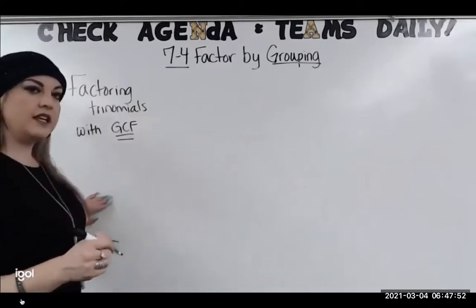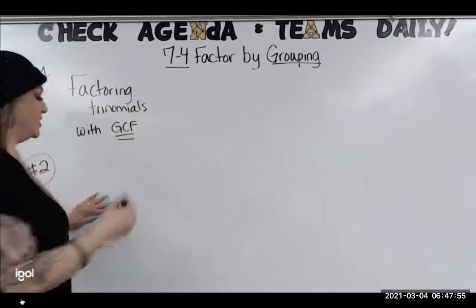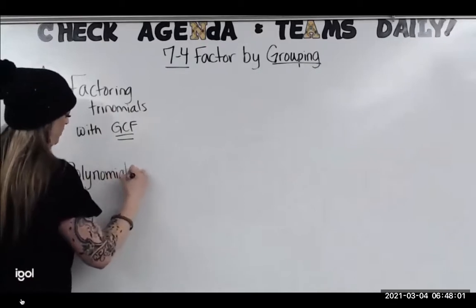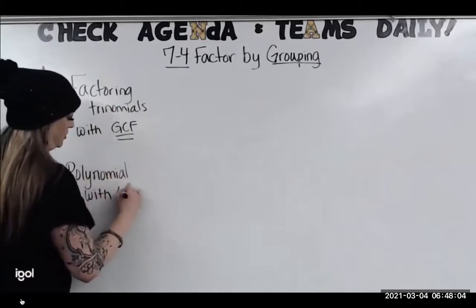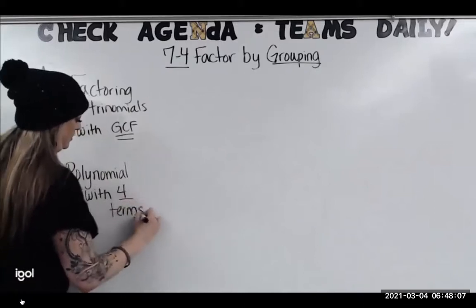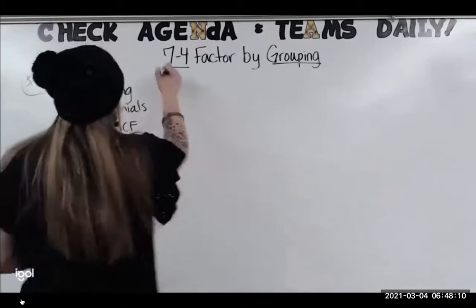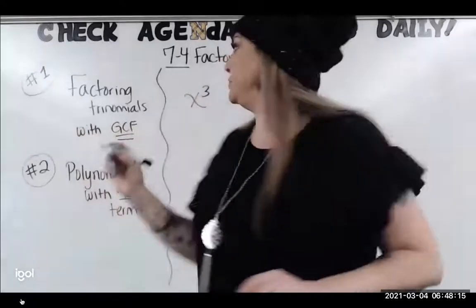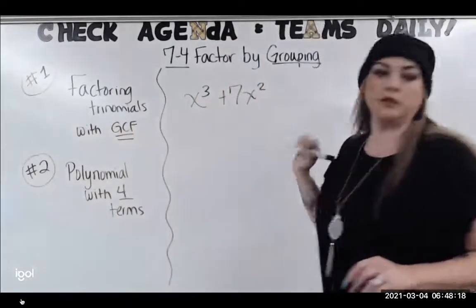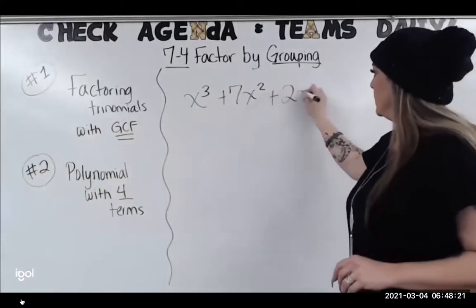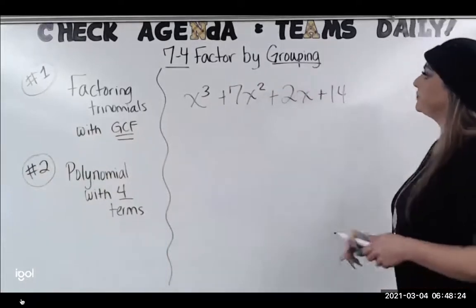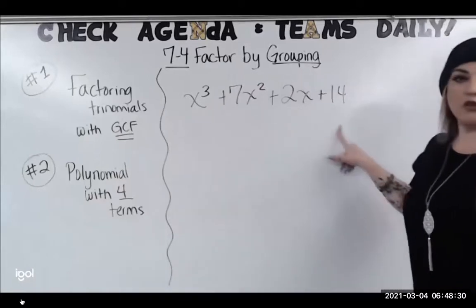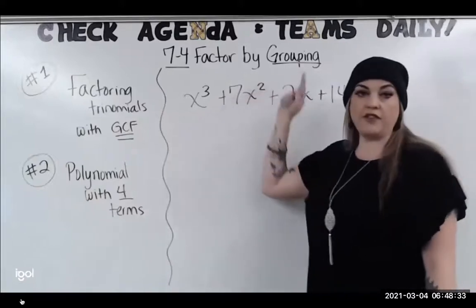Now, this is the most logical and useful thing to do when we have a polynomial with four terms. So here's what one might look like. You might have something like x cubed plus 7x squared plus 2x plus 14. So here we can see that there's no greatest common factor amongst all four terms, and this is why we use grouping to factor this one.